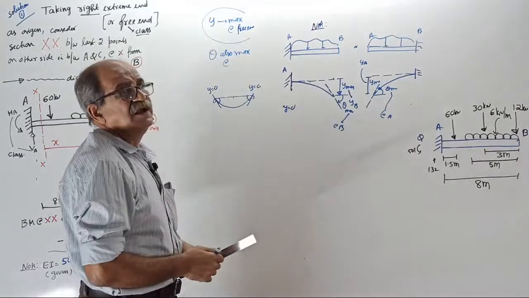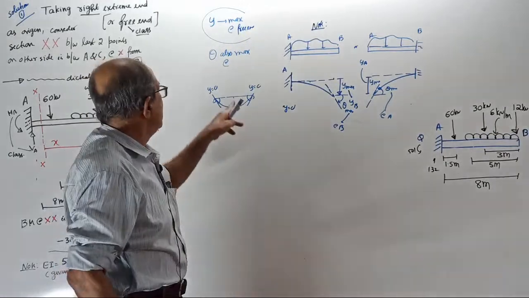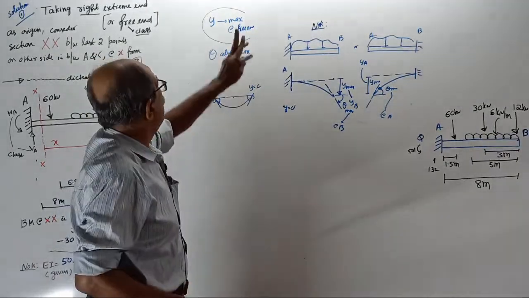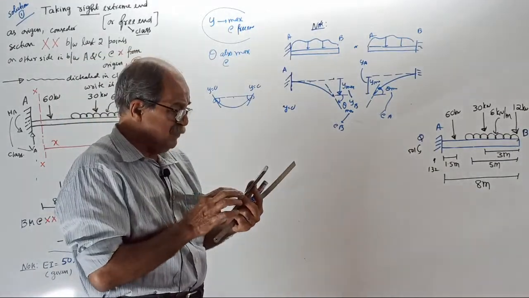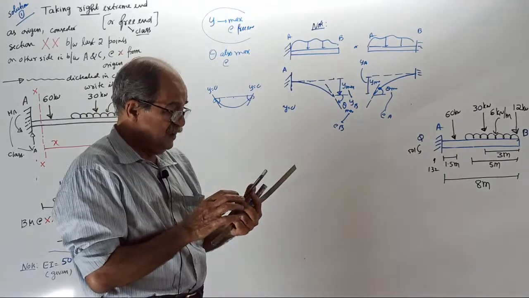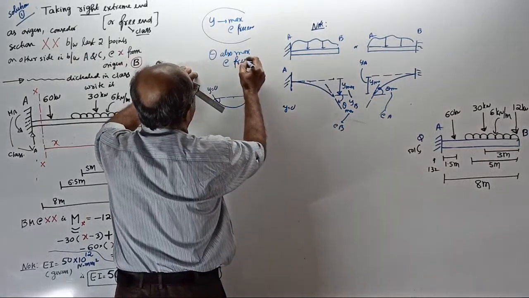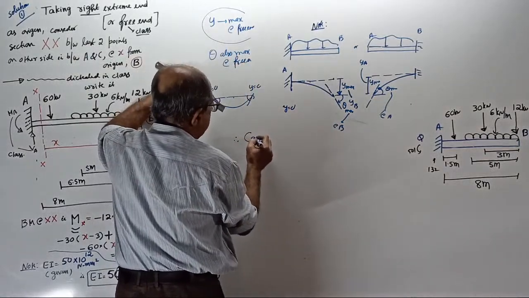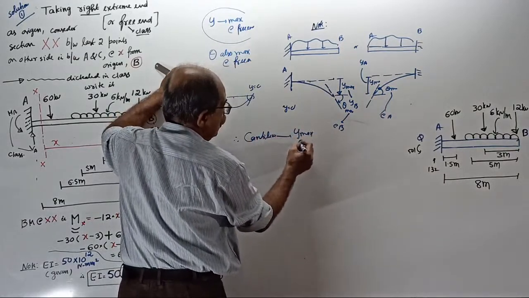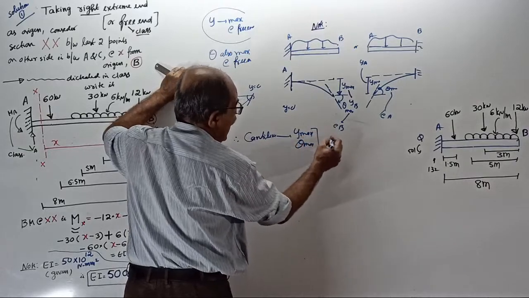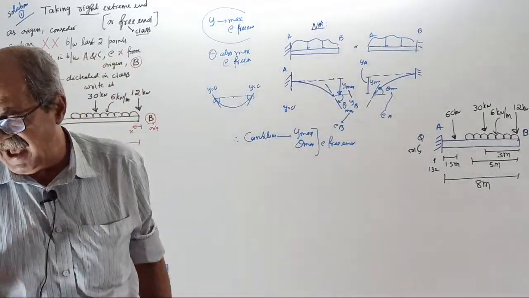Once again, in simply supported beams, theta max at supports, Y max near center. In cantilever, both Y max and theta max will be where? Both are maximum at where? Both are maximum at the free end. At the free end. Therefore, for cantilever beam, deflection maximum and slope maximum both will be at the free end. I won't tell once again. Clear now? Both are maximum at the free end.